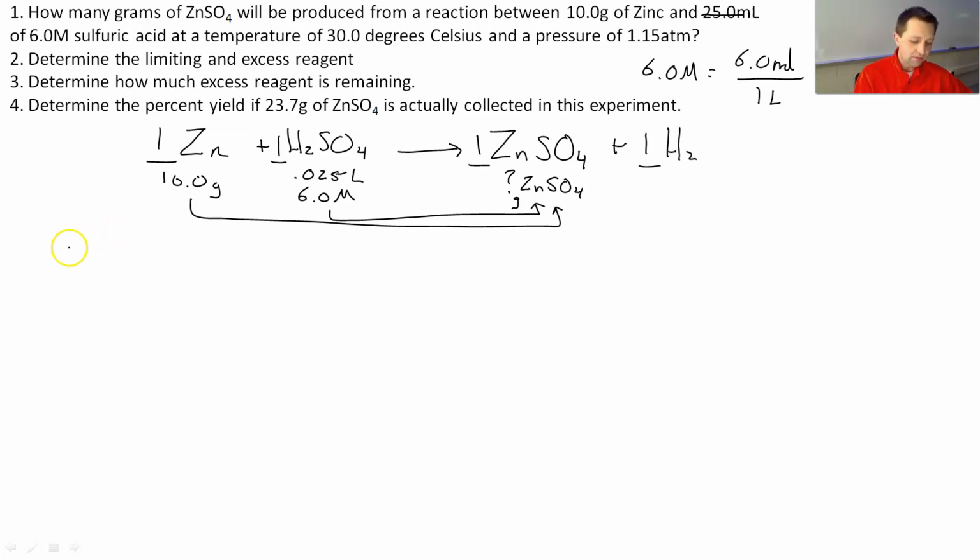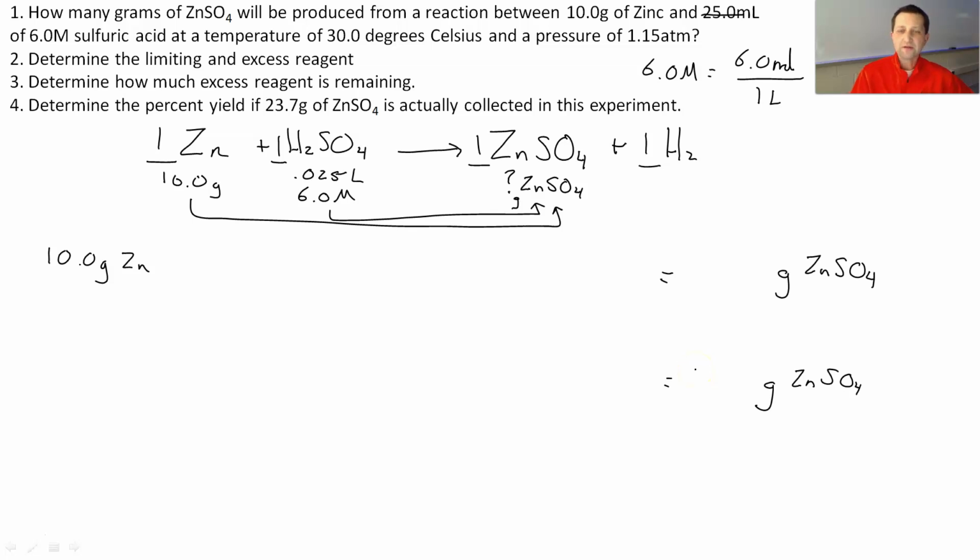We need to have one problem where we start with grams of zinc, and we're going to end up with grams of ZnSO4. We have another one where we have our information on sulfuric acid. So we have our 25 milliliters, or 0.025 liters of 6 molar acid, and we're also converting that into grams of ZnSO4. All right, let me move that over a little bit so we could actually write our number in there. Okay.